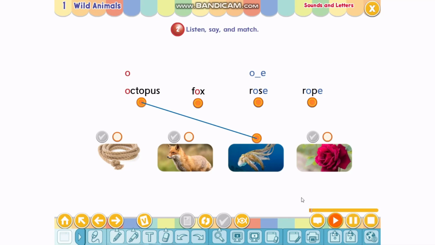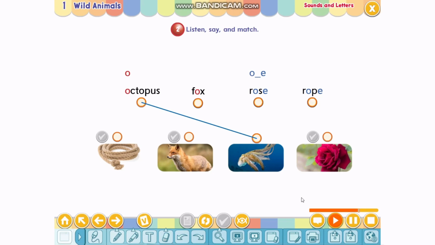Are you ready? Let's start. O says, O, O, octopus. O says, O, O, fox. O says, O, O, rose.